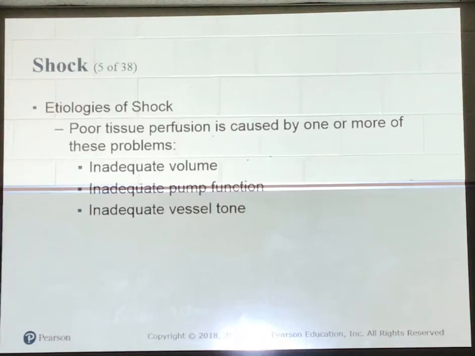You have inadequate pump function. Remember, your heart's a pump. So your heart's not working like it should. Then you have inadequate vessel tone. You can have injuries to where the receptors in your brain are not sending signals to your blood vessels to where they need to dilate or constrict.